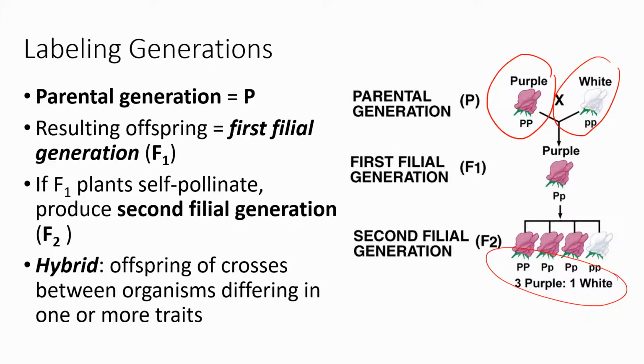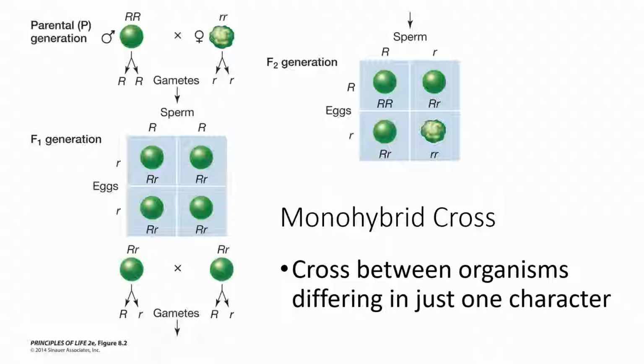And he was producing, especially in our F1 generation, hybrids. In general, a hybrid is a combination of two or more things. In genetics, a hybrid is basically you take two organisms with different traits, you mate them, and the offspring are hybrids. So the simplest type of cross is just your regular old monohybrid cross.